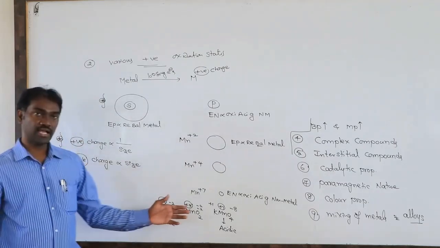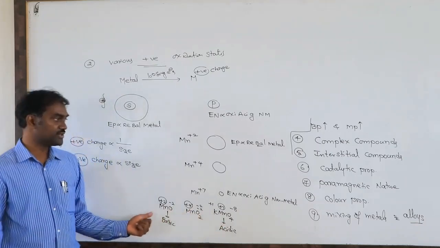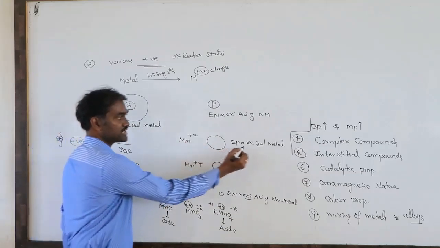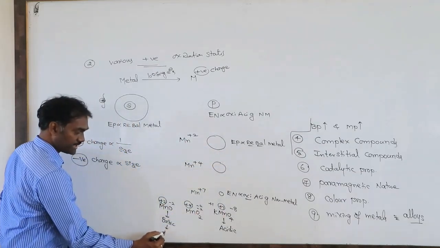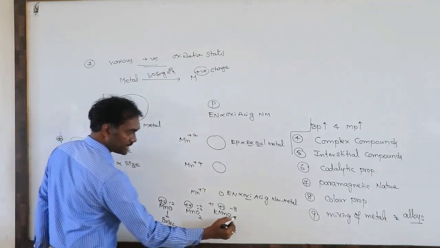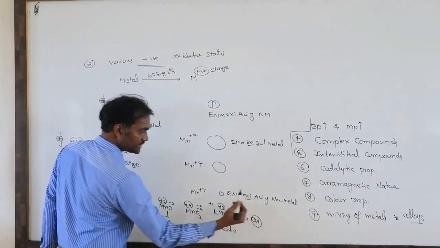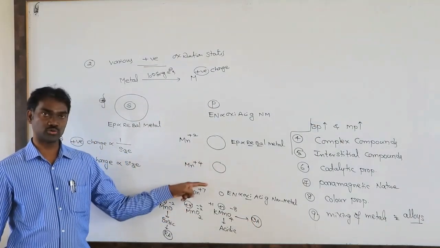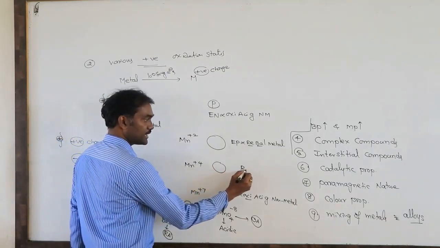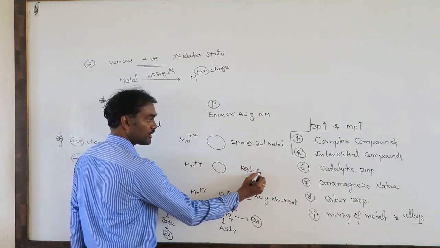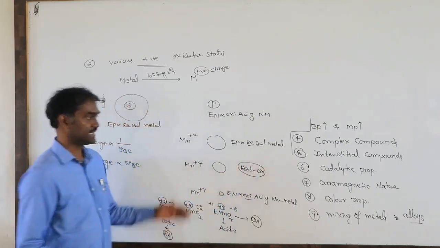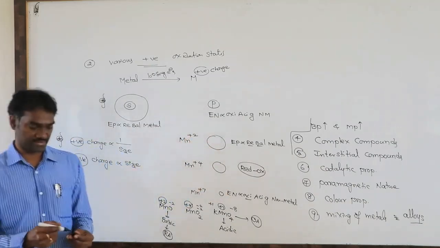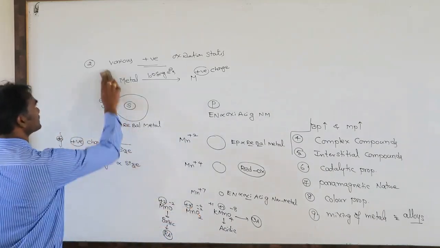Next, suppose they ask which is the oxidizing agent and which is the reducing agent. Plus 7 is oxidizing, and plus 2 is reducing, so it acts as a reducing agent, while plus 7 acts as an oxidizing agent. What about the middle one? It is exactly in the middle of these two, so it does both reduction and oxidation. Like that you can analyze. Next, we will see some other oxidation states.